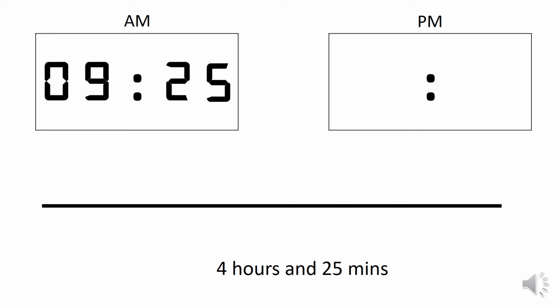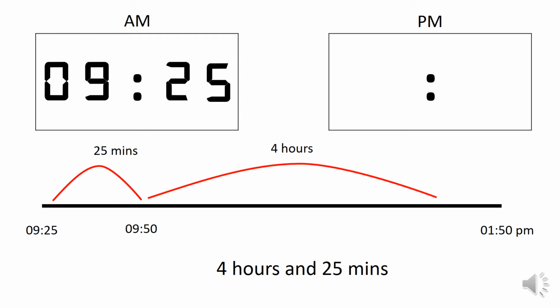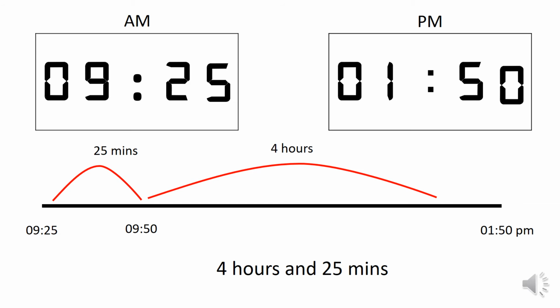So firstly, I draw my line, put my start time of 9:25 a.m., add on 25 minutes, that gets me to 9:50, add on the 4 hours, that gets me to 1:50 p.m. So 9:25 a.m., add 4 hours and 25 minutes, gets to 1:50 p.m.